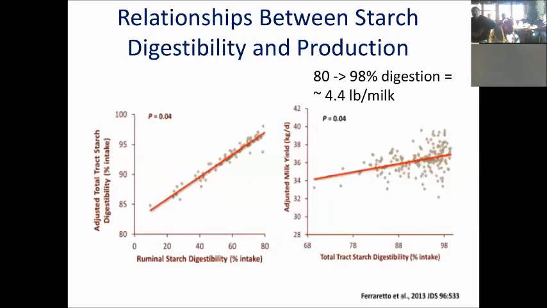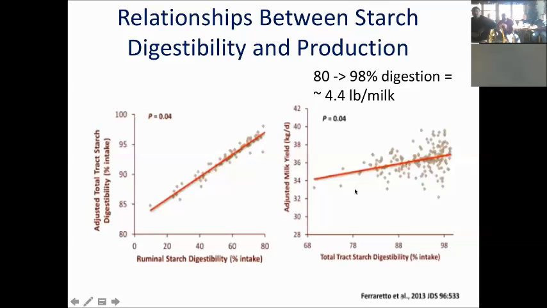And of course, we all know that there are really nice relationships between starch digestibility and production. I borrowed this graph from Randy Shaver and Luis Ferretto. They had a publication in JDS in 2013 where they did the correlation of ruminal starch digestibility as a % of intake, and regressed this on adjusted total tract digestibility as a % of intake. You can see there's a really highly correlated relationship between these two, P = 0.04.